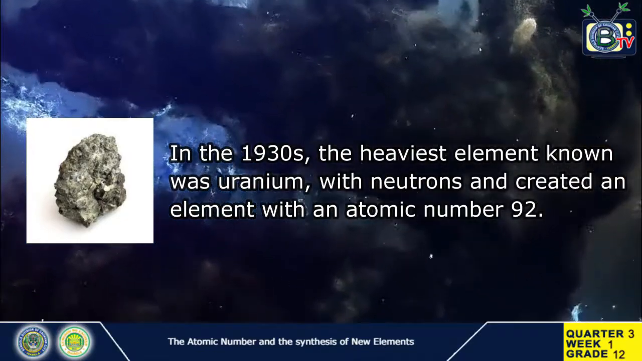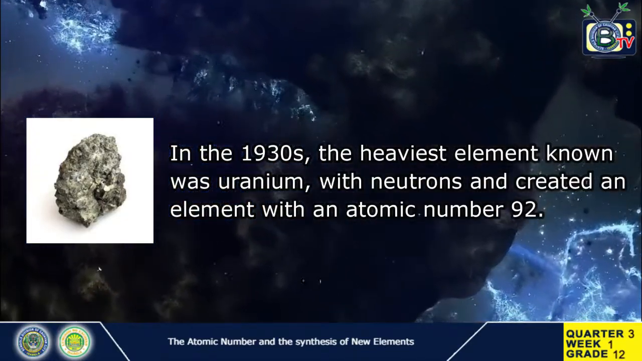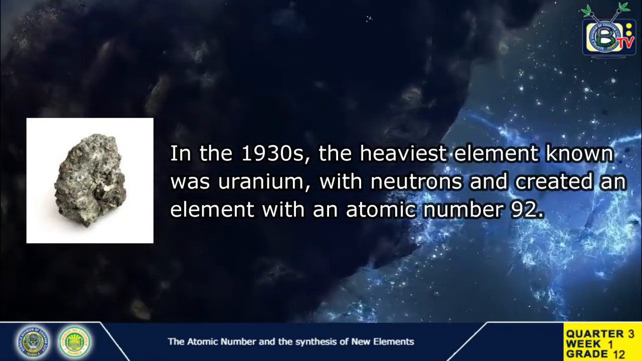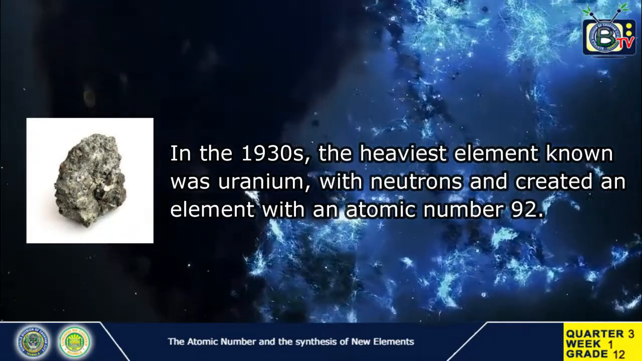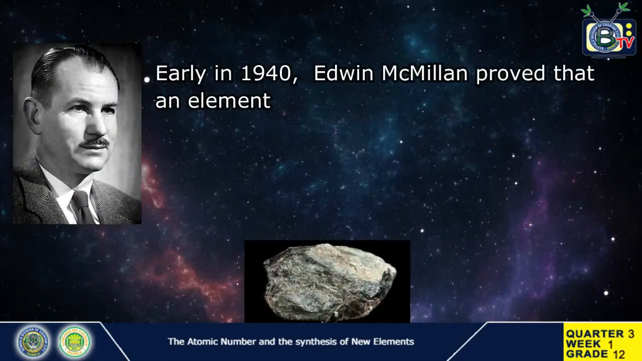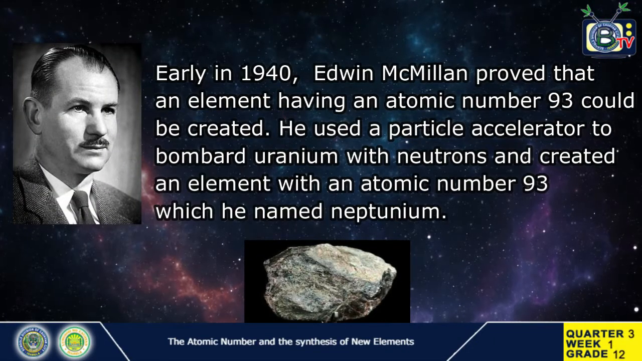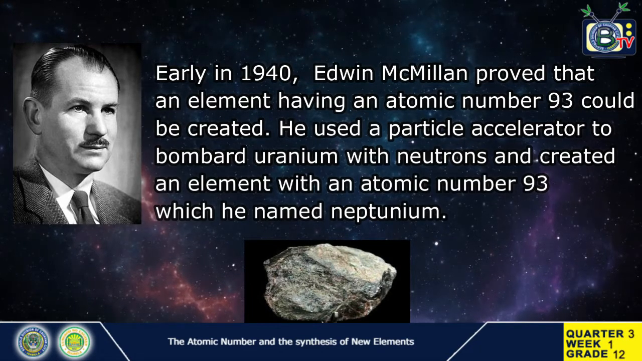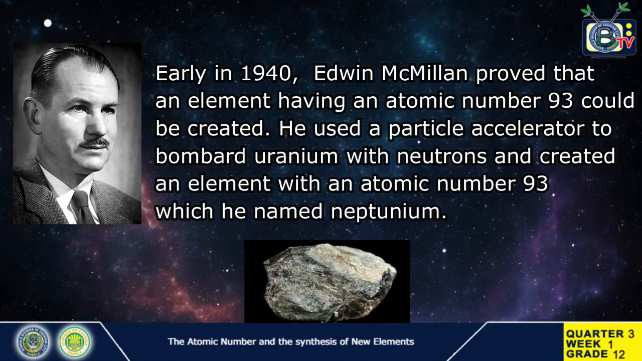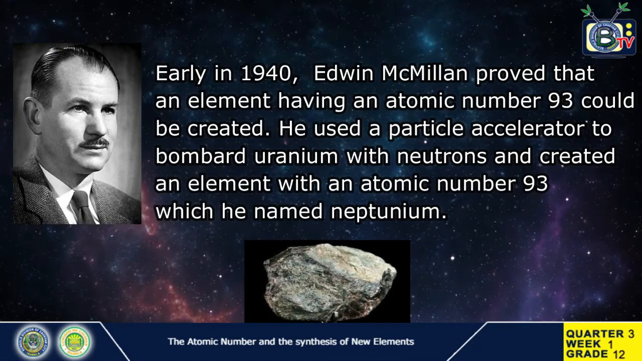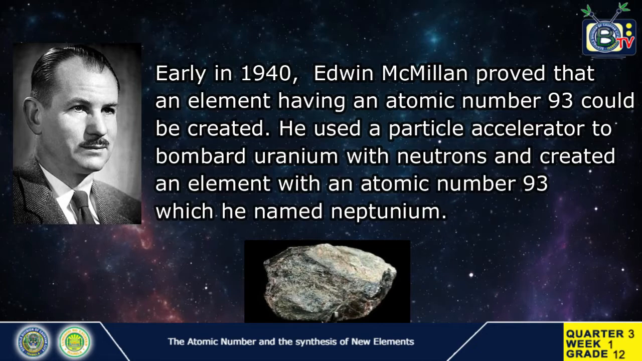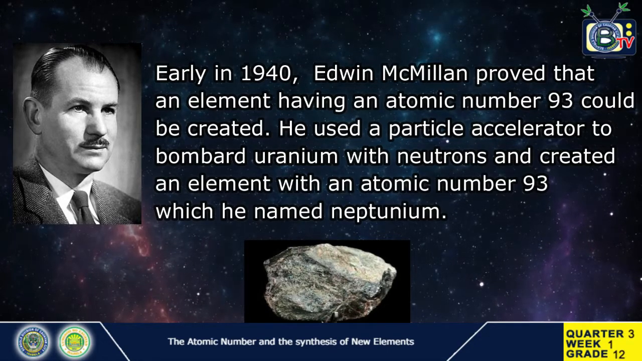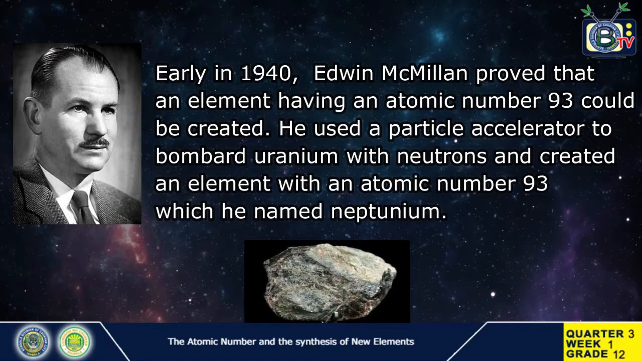In the 1930s, the heaviest element known was uranium, with atomic number 92. Early in 1940, Edwin Macmillan proved that an element having an atomic number 93 could be created. He used a particle accelerator to bombard uranium with neutrons and created an element with atomic number 93, which he named neptunium.